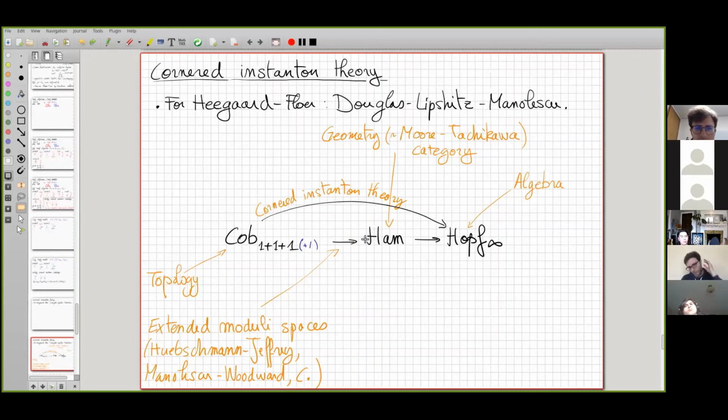But in previous work, I constructed a functor from this category to a 2-category that I call Ham. Ultimately, it should be a 3-category, but it is of geometric nature. I'll tell you later how roughly it is defined, but it lies in the world of symplectic geometry, and it's very analogous to a category that was introduced by Moore and Tachikawa. At least at the one-morphism level, it looks like the Moore-Tachikawa category.